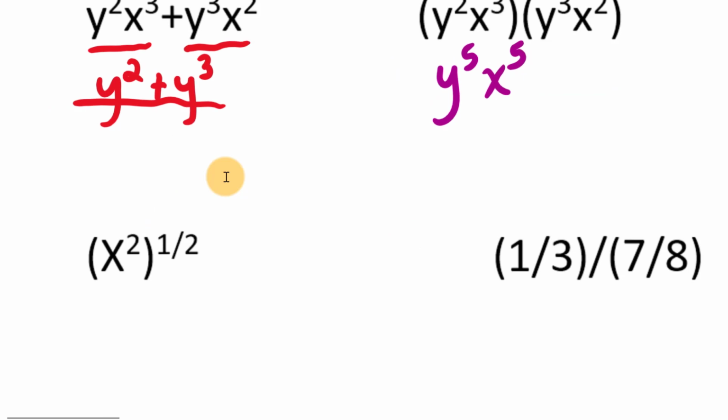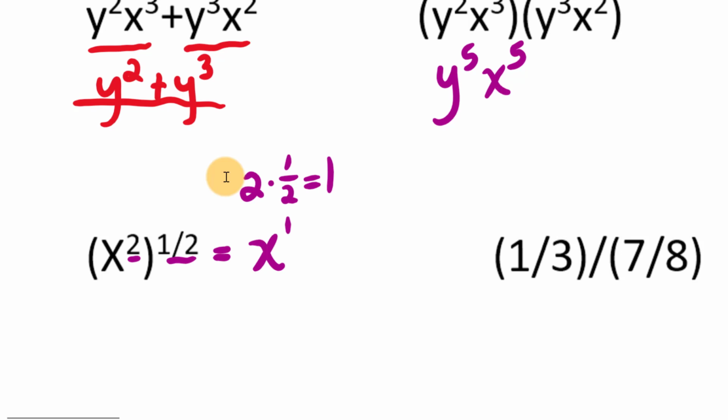What about x squared to the 1/2? What are we going to end up with there? Well, we multiply those exponents, of course. And so 2 times 1/2 equals 1. And so what we get here is just x to the 1st power.